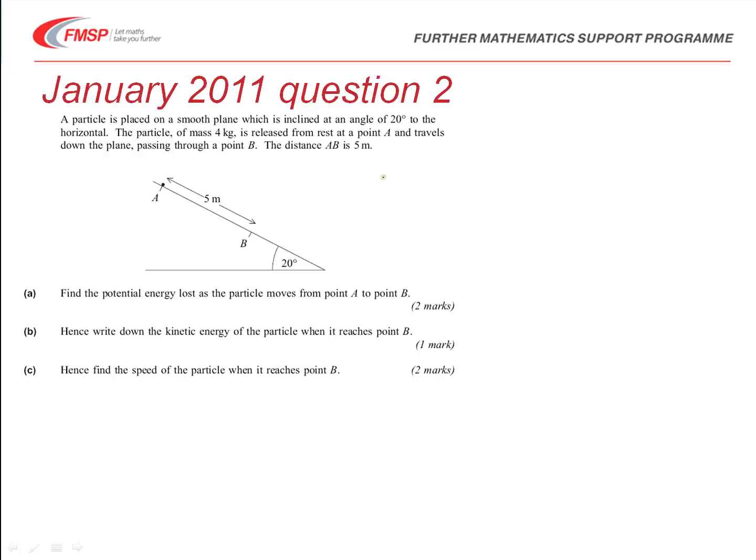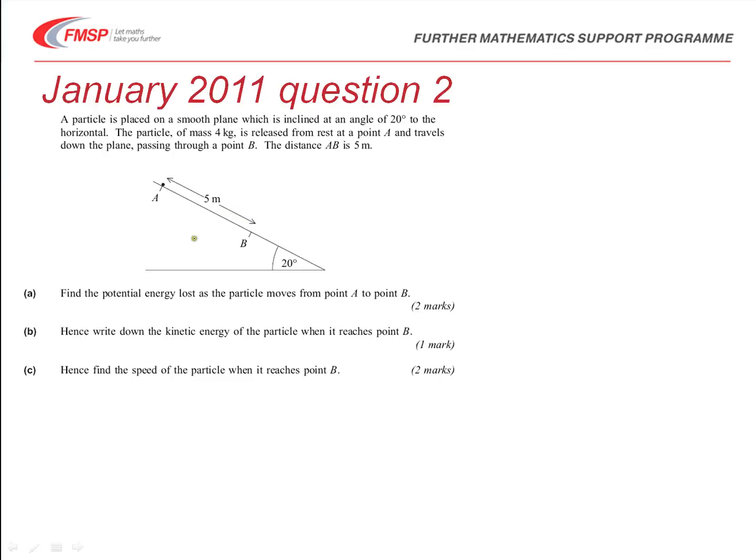As you can see, we are being given a smooth plane inclined at an angle of 20 degrees, and there is a particle of mass 4 kilograms that is going to be released from point A, and it will travel down to point B. Notice the plane is smooth, so there is no friction, so we have no loss of energy due to an external force. So we can just purely analyse the gravitational potential energy and the kinetic energy.